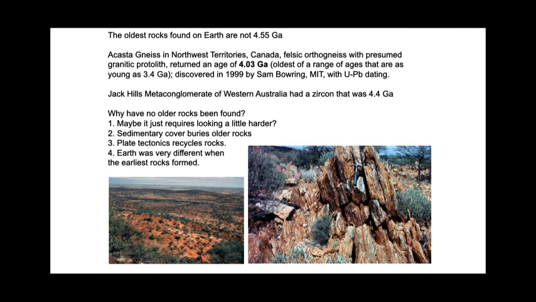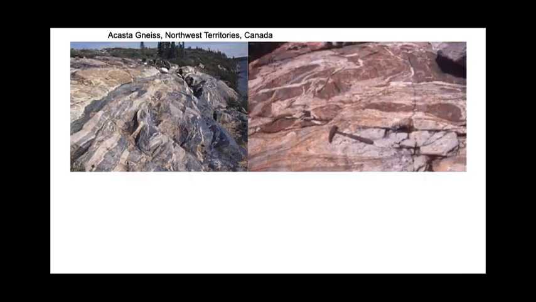So if we go on to the next slide, you can see the Acasta Gneiss here. When I talk about a granite protolith, I'm talking about the sort of pinkish material where the rock hammer is in that photo on the right. And you can see some of the more gneissic texture on the left-hand side over there.